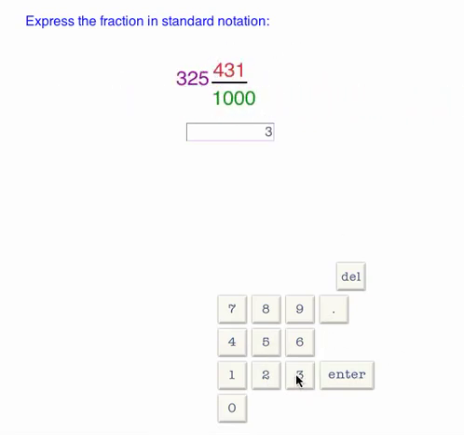Okay, let's just do a couple more. 325 and 431 thousandths. All right, this one is also an easy one. We have no whole number, so 0.9125. And is the 5 in the 10 thousandths position? It is.